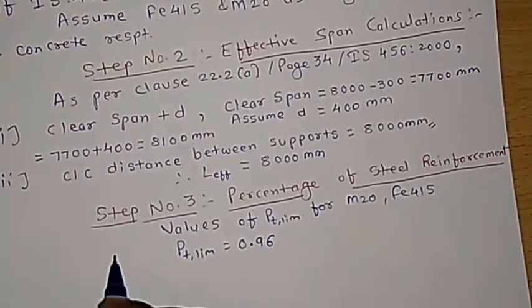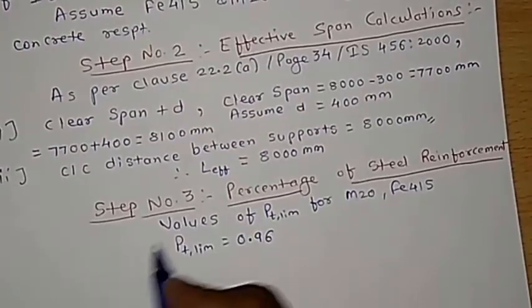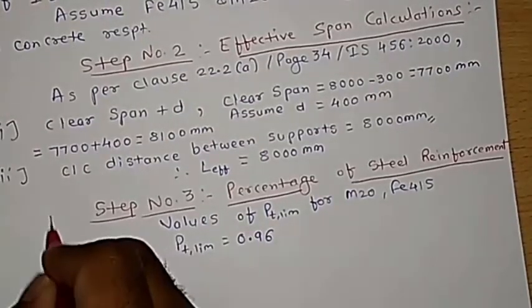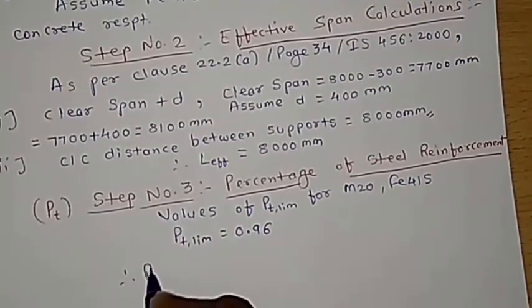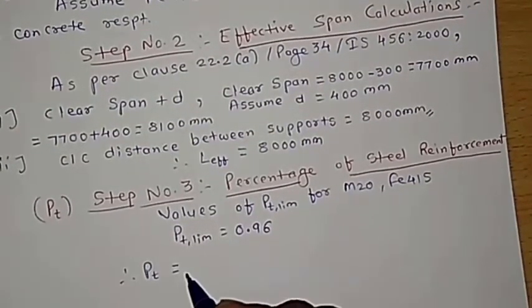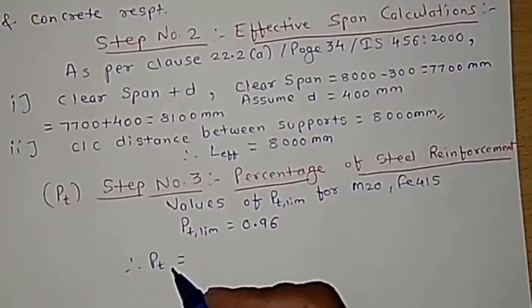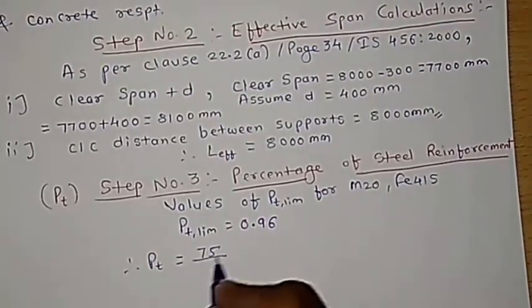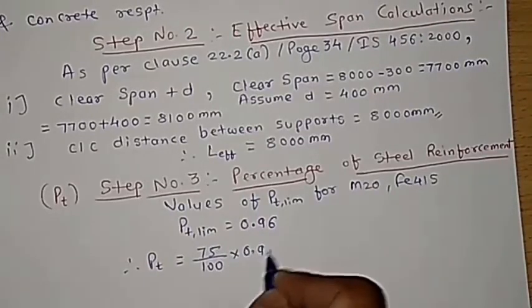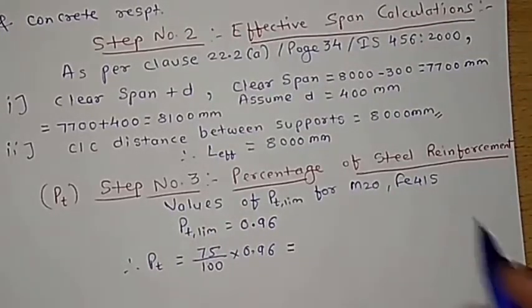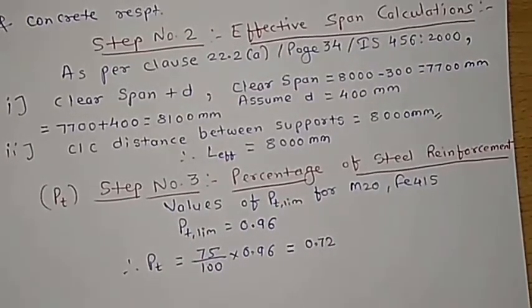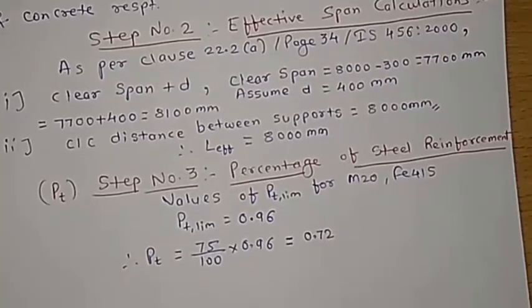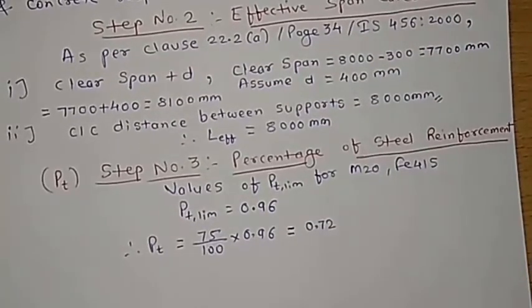Therefore, now you need to calculate this PT. To calculate PT, you know that this PT has to be 75% to 80% of PT limiting. Let us consider 75% of 0.96. If we calculate this value, we'll get around 0.72 percent. So that would be the reinforcement percentage, which you need to put into the beam.